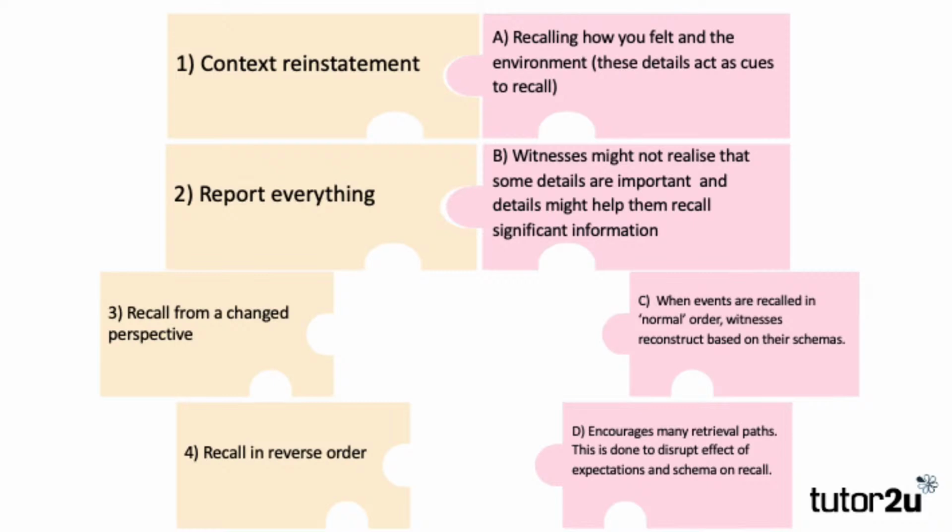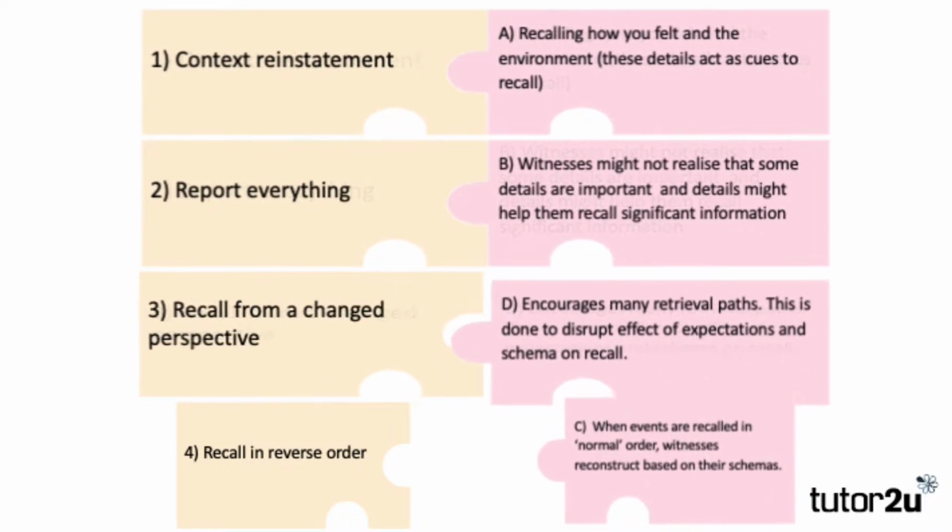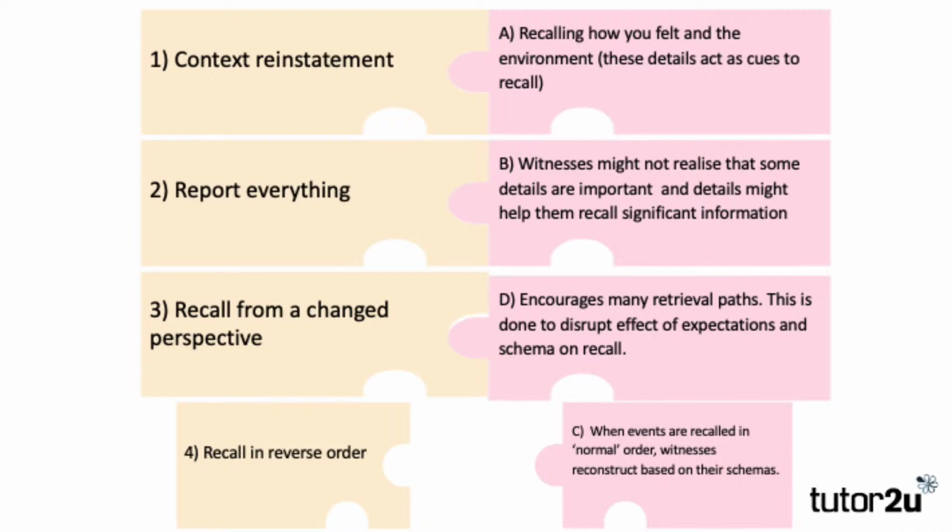So what have we got for 3? Recall from a change perspective. What one is number 3 then? Recall from a change perspective. Excellent. Boy, your answers are coming through so quick. I think, Hannah, I think you got in there first with that one. Yeah, let's have a look. So, recall from a change perspective is D, encourages many retrieval pathways, and that's done to disrupt the effect of expectations and schema on recall.